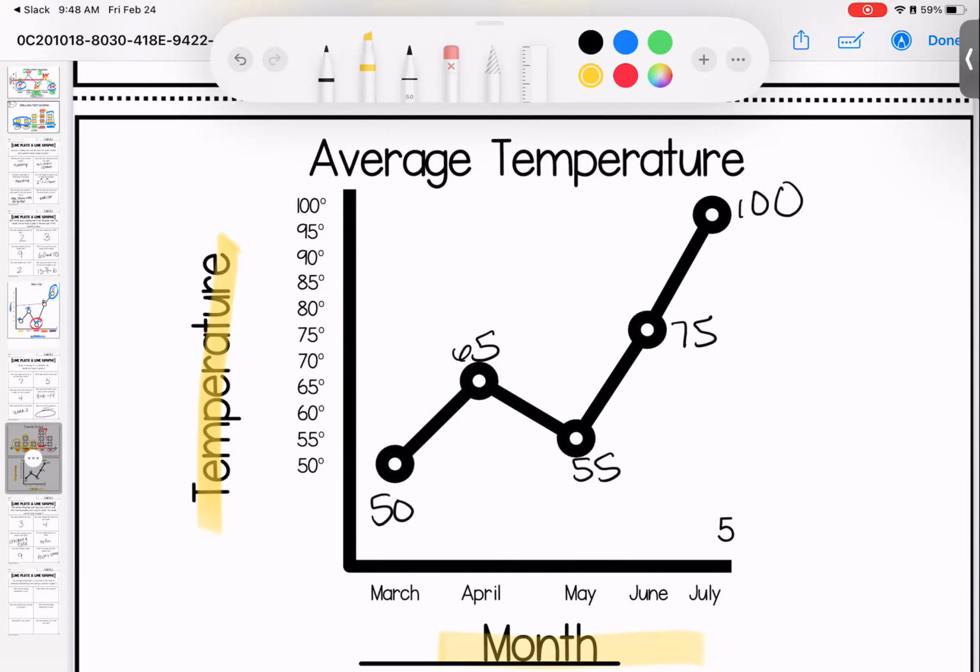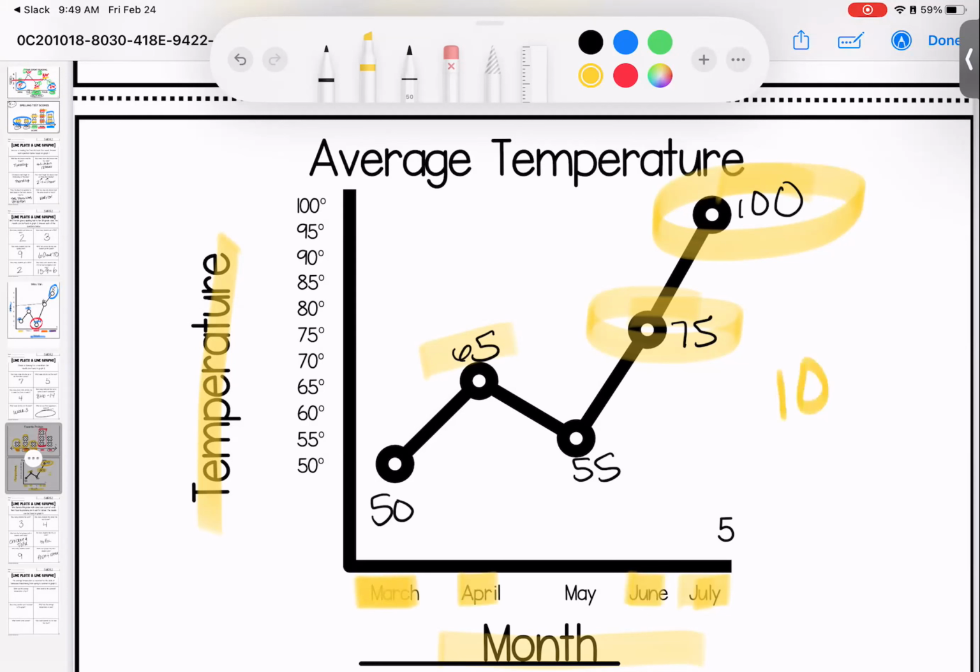The average temperature in April was 65. What month is the warmest? If we look, July is the highest up. That's going to be the warmest. How many months were recorded in this graph? March, April, May, June, July. That's 5 months. What was the average temperature in June? The average temperature in June was 75. What month is the coolest? The coolest month was March. That's the lowest down. And how much warmer is it in June than April?